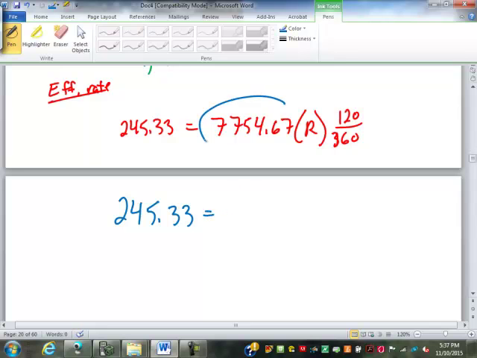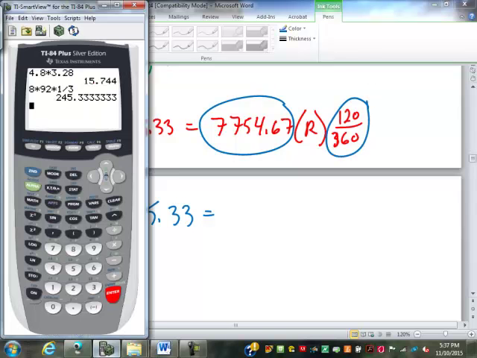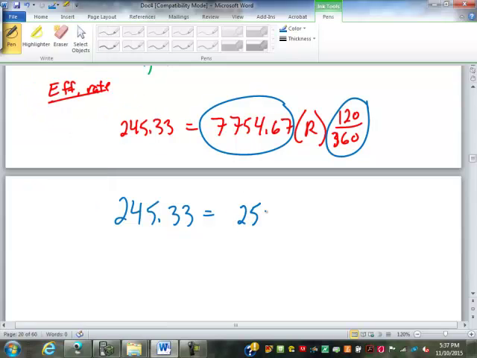First thing we have to do is combine the $7,754.67 and the 120 over 360. So we're going to take 7754.67 times 120 divided by 360. Now we're going to get, well, in this case we got an exact number. It worked out just fine, so we don't have to keep it in our calculator. $2,584.89.